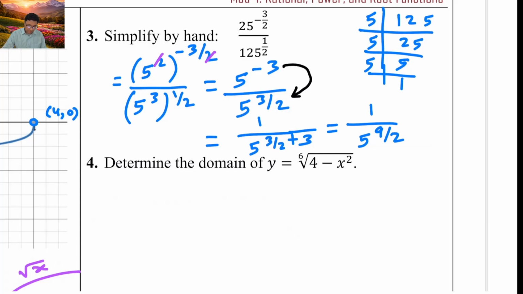Now, like before, I'm going to give you a number of answers. This is one perfectly acceptable answer. You can simplify it and write it as square root, right, of 5 to the 9, which is also fine. Okay.